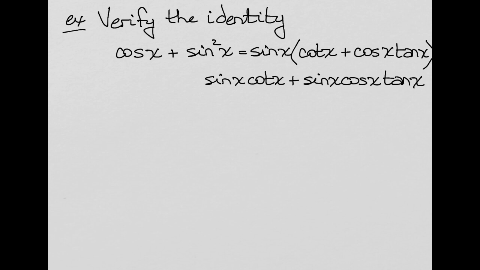I'm next going to use the strategy of changing everything into sines and cosines. Cotangent, and we can use a quotient identity on that, and same thing with tangent. So let's see, this will be sine x times the cotangent, which is the cosine over the sine.